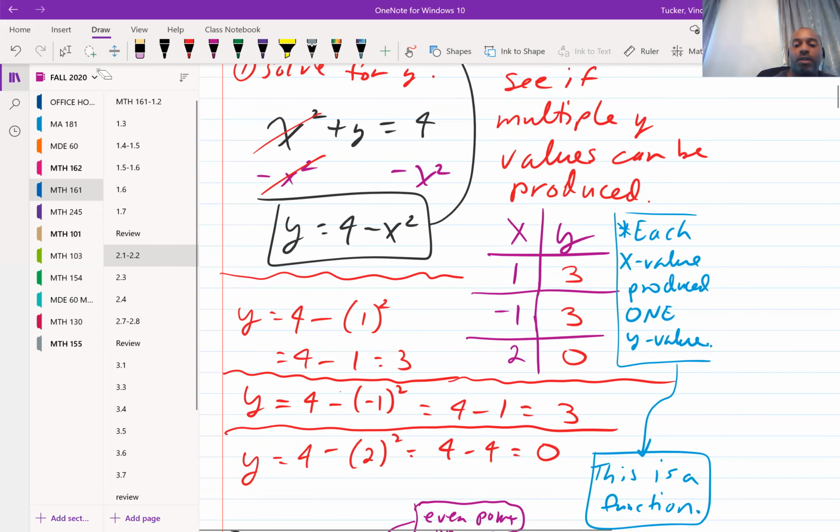But this is a function. No matter what value I plug in, if I plug in 5, I'm only going to get one number out. If I plug in 3, I'm only going to get one number out. No matter what I plug into this equation, I'm only going to get one number out. And so that's why this is a function.